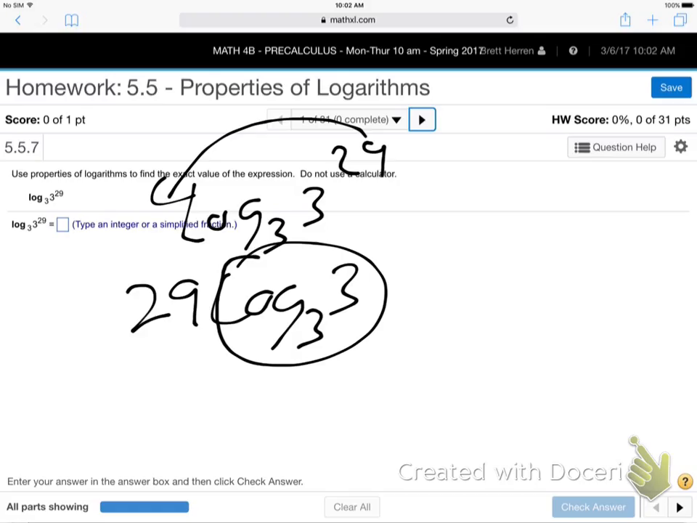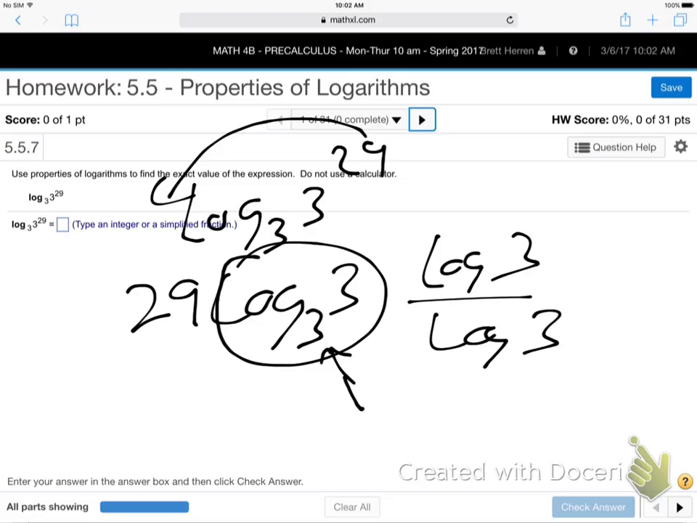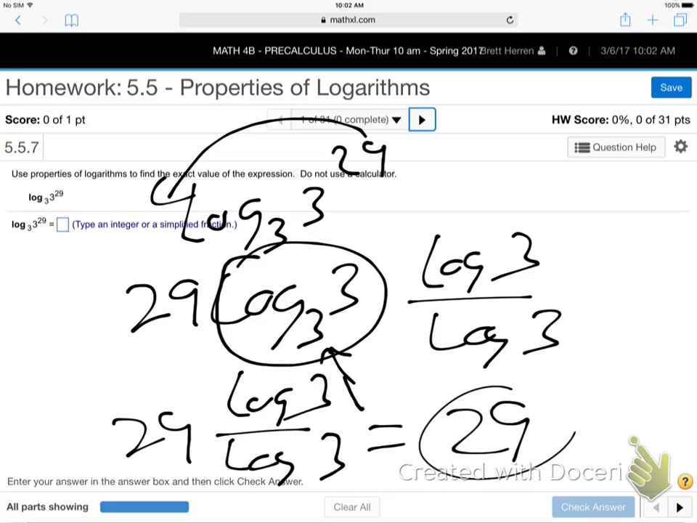Remember how we talked about when you have a log of a weird base, when I say weird base, I mean a base that's not 10 or e. You let the high go high and the low go low, which that's clearly 1. So this is 29 times log 3 over log 3. So it's 29 times 1. It's just 29. Make sense?